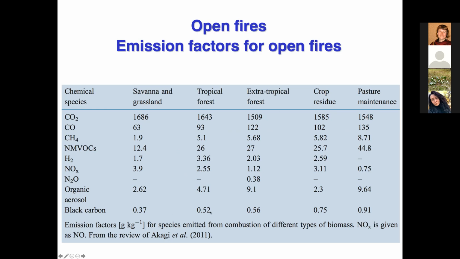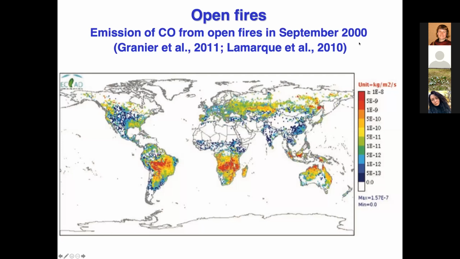But these data are also available. If you know what kind of forest you have, you can use this table and calculate how much emission you will get. Emission of CO from open fires, you can see here, this is now a picture calculated for the year 2000, showing how much CO is coming out. And especially in Siberia, we have a lot of fires. We have a lot of fires going on in Africa and South America, but also in North America up there.